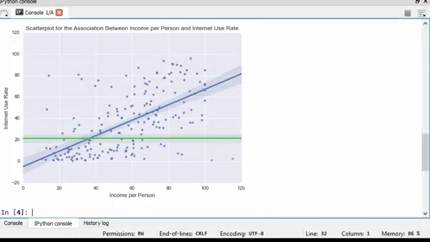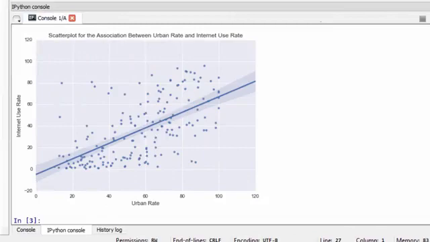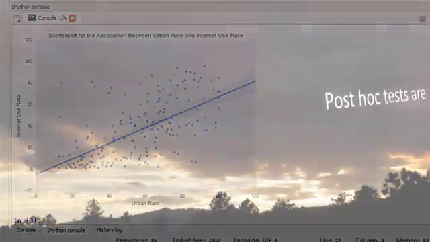The association between internet use rate and income is fairly strong, and it's also positive, as the scatter plot has already shown us. The association between internet use rate and urban rate is also positive, but slightly more modest at 0.61. Both are statistically significant. That is, for both associations, it is highly unlikely that a relationship of this magnitude would be due to chance alone.